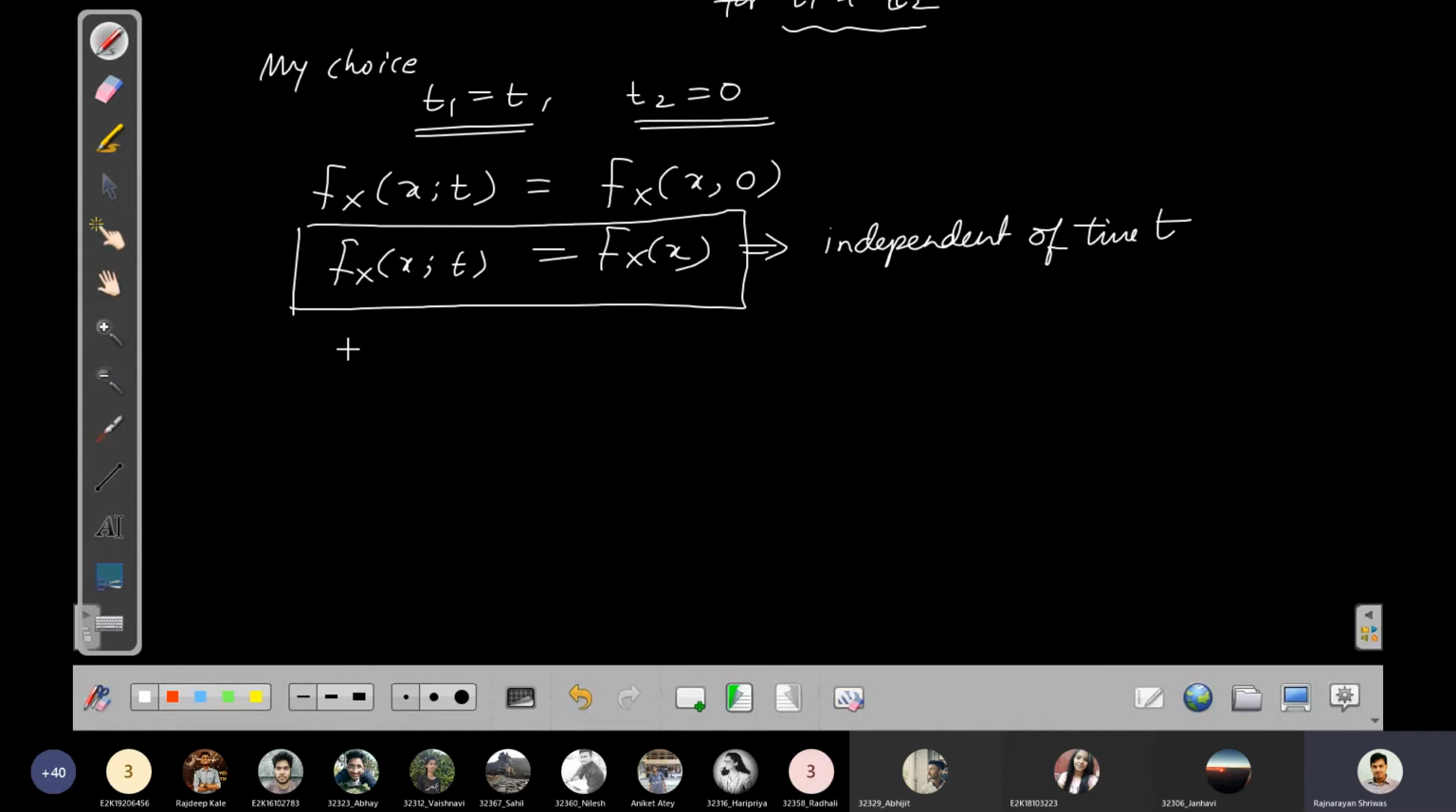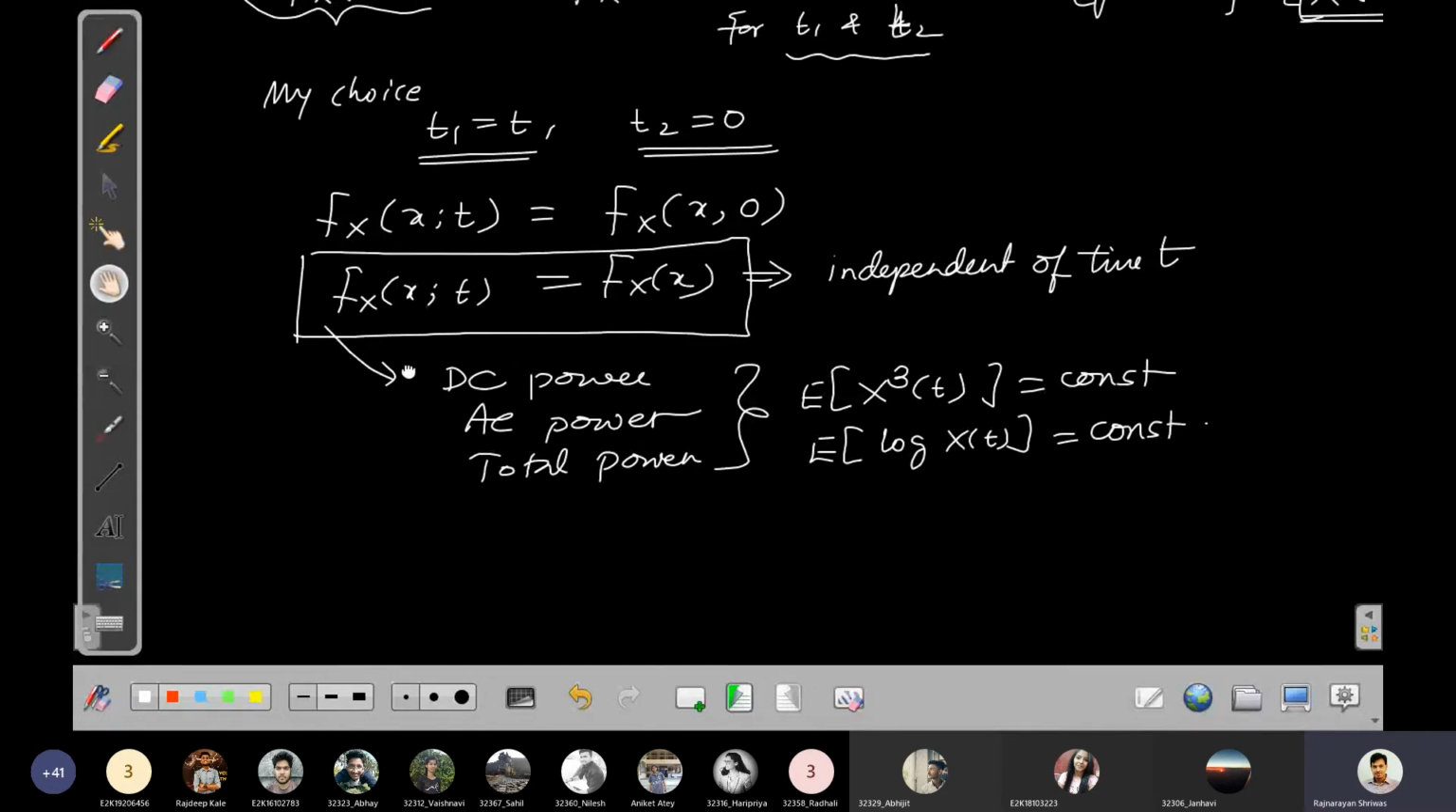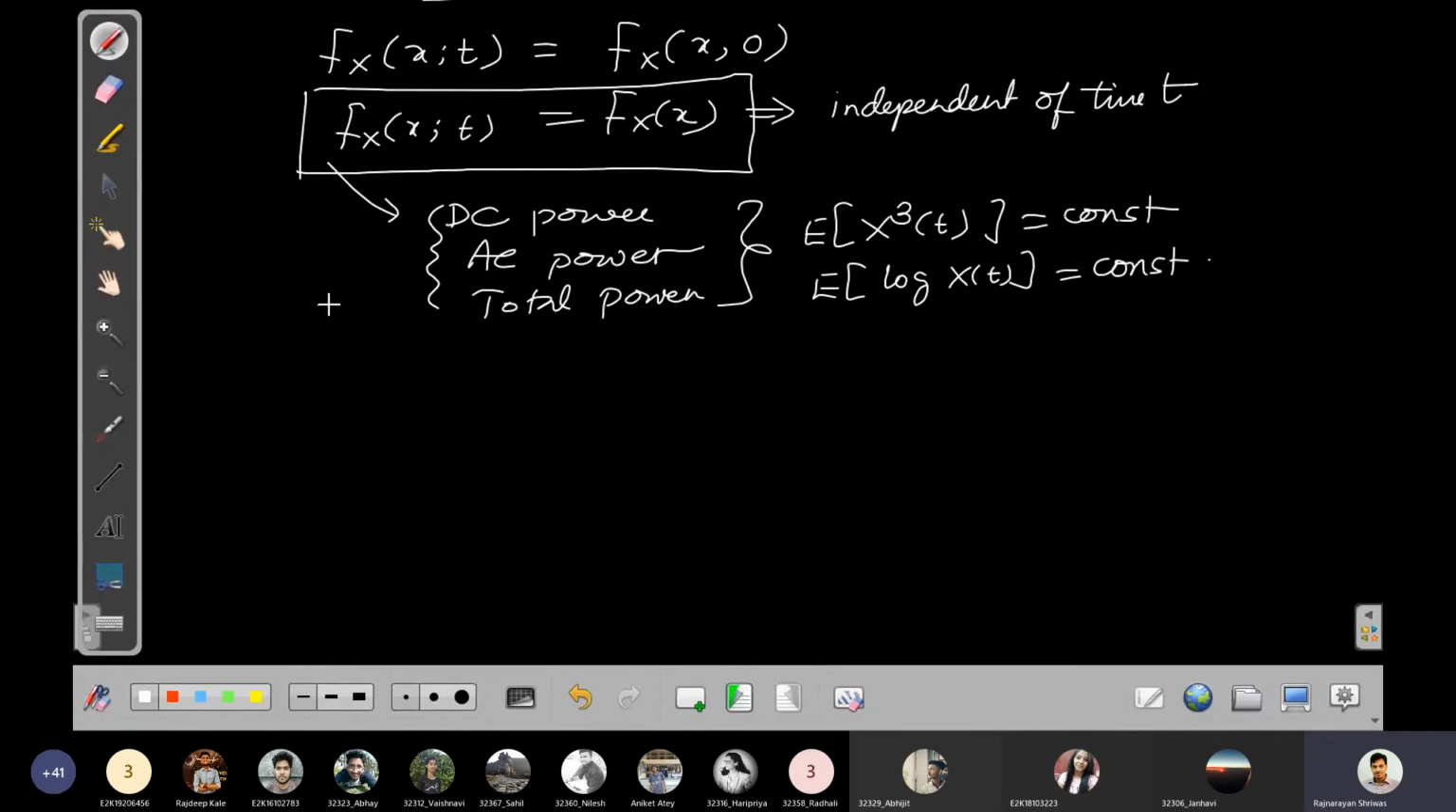Now, all the properties related to the first order PDF are going to be constant. So our DC power, our AC power, because they are defined on one random variable, and the total power, they all will be constant. Why only these? Any function of this also is going to be constant, because we are saying the PDF is constant and does not depend on time. But here I chose the DC, I am just concerned about this one. This is why it is strict sense.